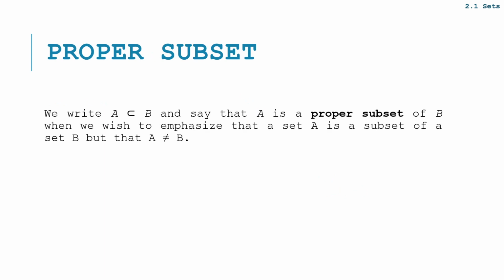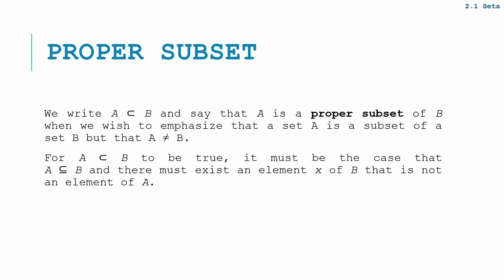A subset is said to be a proper subset if we wish to emphasize that the set A is a subset of set B, but the sets A and B are not equal to each other. For A to be a proper subset of B, it must be the case that A is a subset of B, and there must exist an element x of B that is not an element of A.